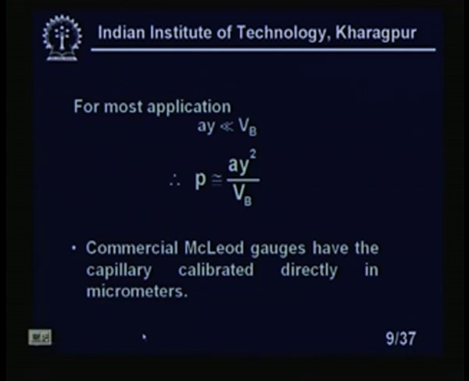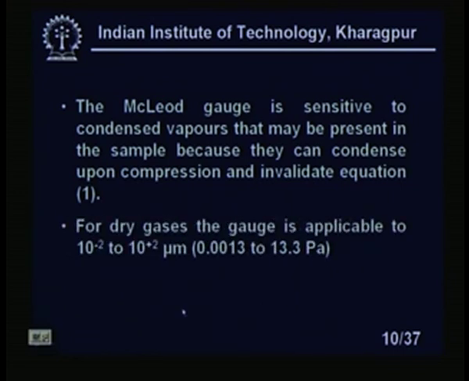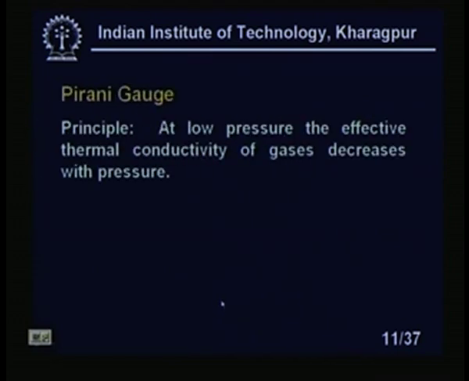Commercial Macleod gauges have their capillary calibrated directly in micrometers. The Macleod gauge is sensitive to condensed vapor that may be present in the sample, because vapors can condense upon compression and invalidate equation 1. So, we should be careful about that. For dry gases, the gauge is applicable from 10 to the power minus 2 to 10 to the power plus 2 micron, which is equal to 0.0013 to 13.33 Pascal.